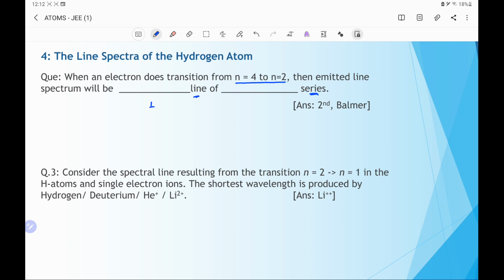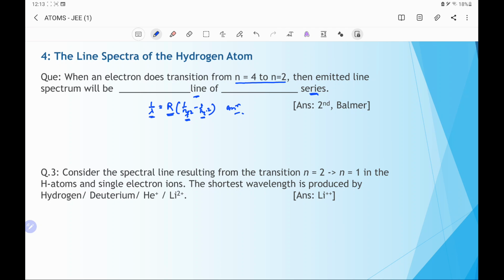We know that the wavelength of the spectral line in the hydrogen spectrum is given by 1 by lambda equal to R into (1 by nf square minus 1 by ni square) per centimeter, where R is the Rydberg constant, ni is the initial energy state that is having the higher energy, nf is the final energy state, and lambda is the wavelength emitted during the transition.